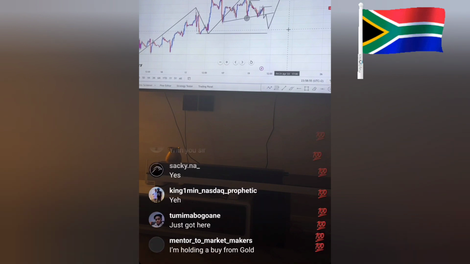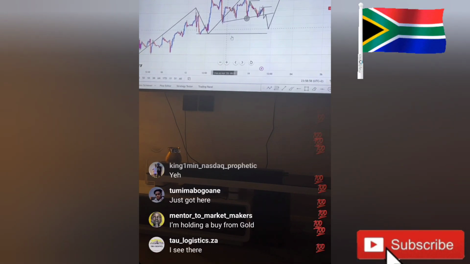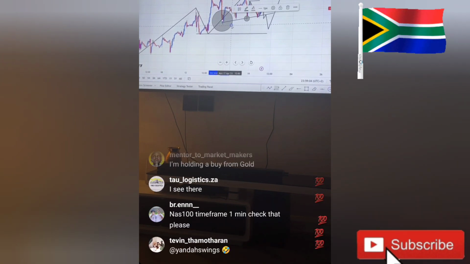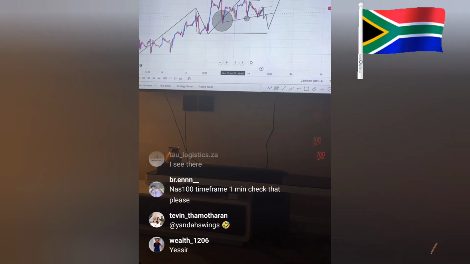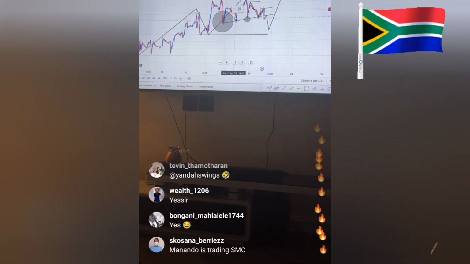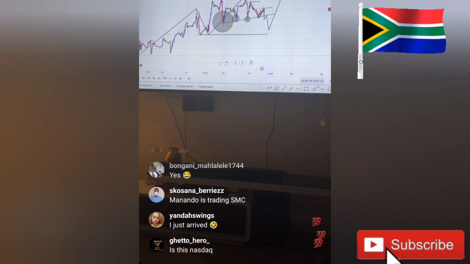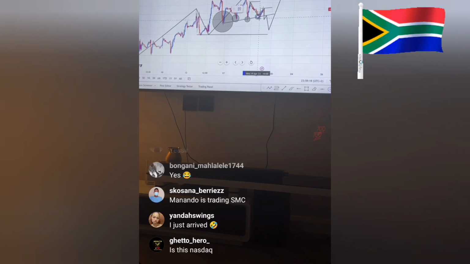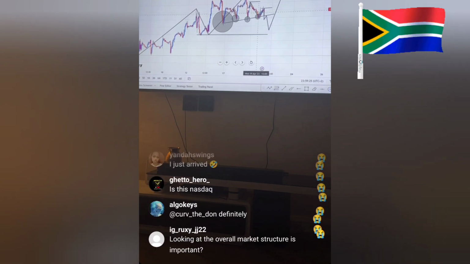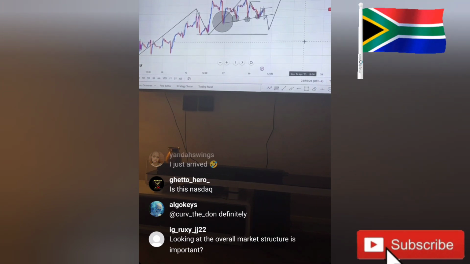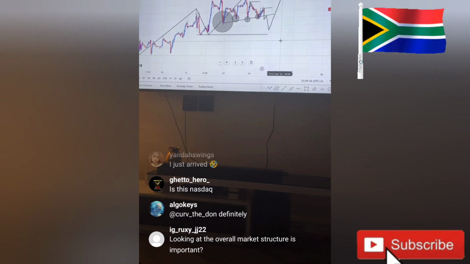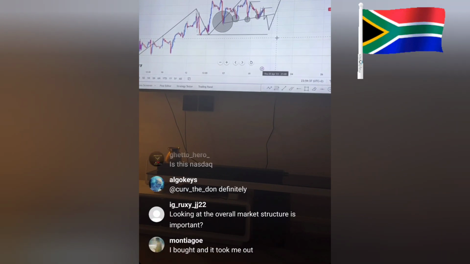So what do they do? They come and sweep everybody who was buying here, here, here. So people were buying over here, but people were also selling because, oh my gosh, price didn't take out the high, they're going to take out the low. We know this. Price doesn't take out the high, they're going to take out the low. Fine. Right?